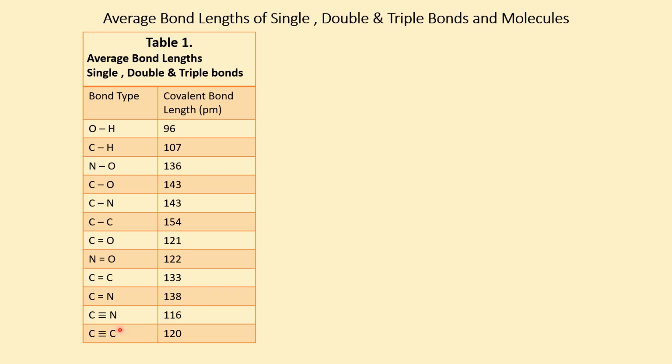Similarly, there is a triple bond between C and N atoms as shown in table number 1, and its covalent bond length is 116 picometers. The next type is between C and C. It is a triple bond between C and C, and its covalent bond length is 120 picometers.